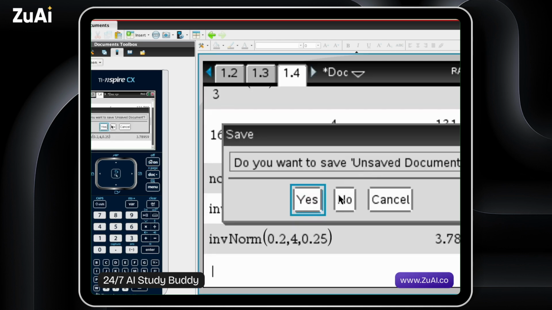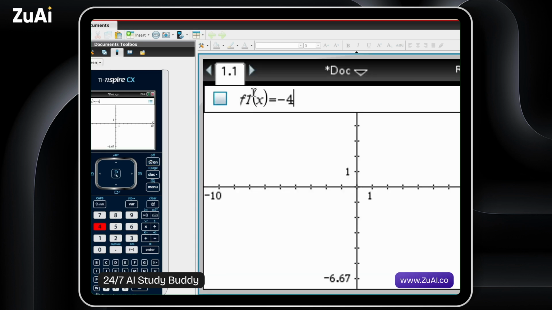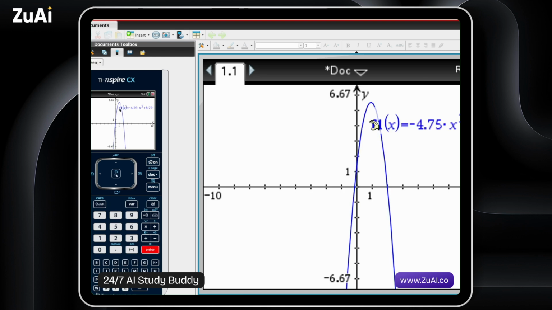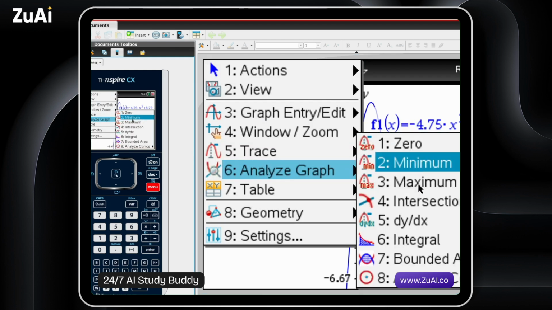Let's get a new document and add a graph. So here is our function, negative 4.75, and of course we need to write t as x. So x squared plus 8.75x plus 1.5. Alright, and very kind of generous question. We don't have to change any of the window at all. Let's analyze the graph and let's find its maximum.